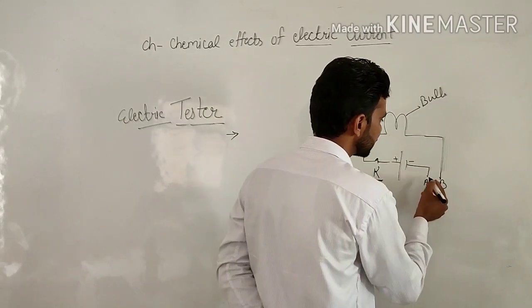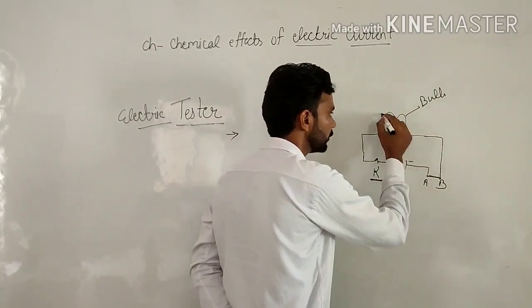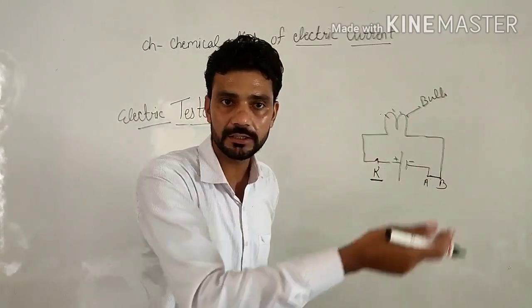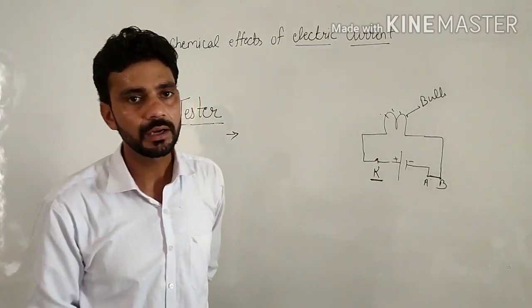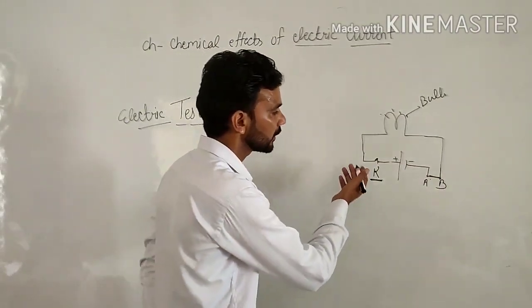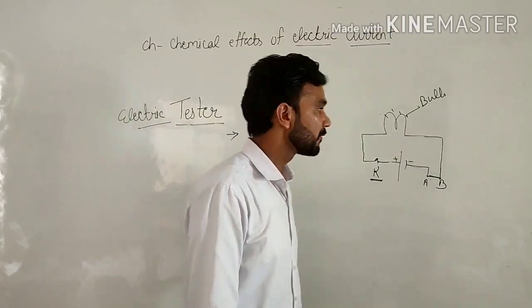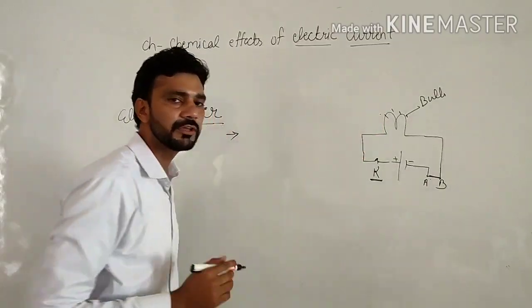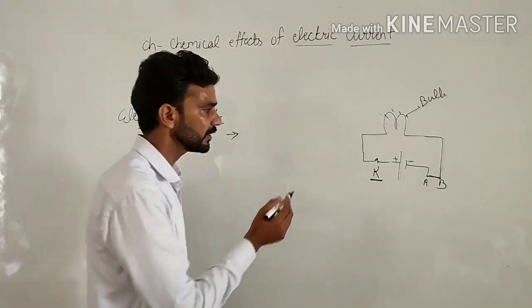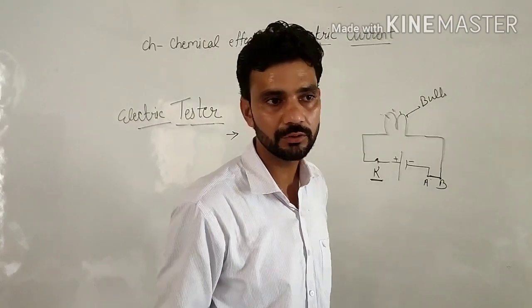Or simply an electric tester. Suppose this circuit is complete. If the bulb is glowing, it means current is flowing through the circuit. If the bulb does not glow, it means the current is not flowing through the circuit. So with the help of a bulb, we can easily understand whether current is flowing through a circuit or not.